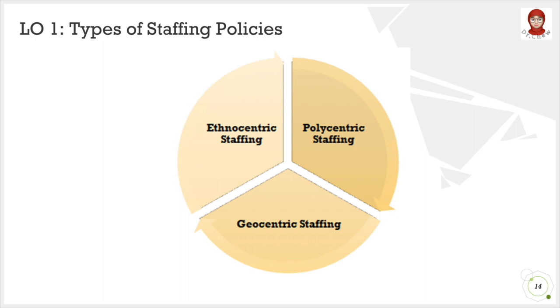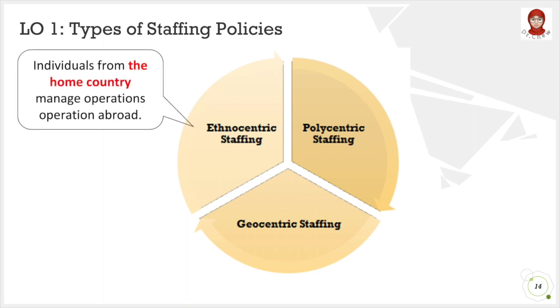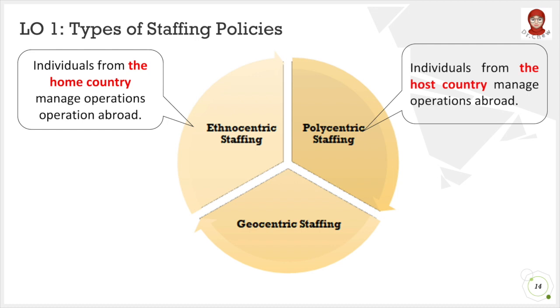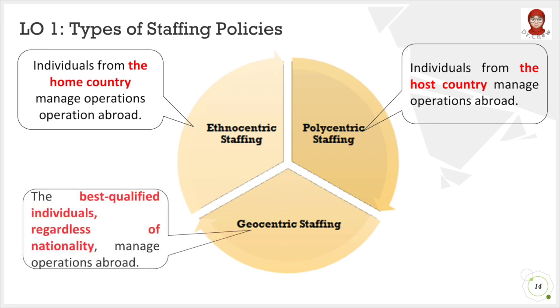We covered the three types of staffing policy, which are ethnocentric staffing, where individuals from the home country manage operations abroad. Then we have polycentric staffing, where individuals from the host country manage operations abroad. And the last one, geocentric staffing, where the best qualified individual regardless of nationality manages operations abroad. And we have discussed that both ethnocentric and geocentric staffing are usually reserved for top management positions, whereas polycentric staffing works for all levels of position from the top management level to the low level staff and also non-managerial positions.